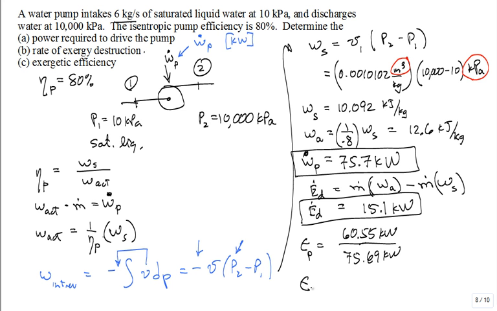And so you find that the exergetic pump efficiency is 79.99%. Hey, 79.99% sure does look like another number that I've seen in this problem. It's the same. Here's a case where the exergetic efficiency is the same as the isentropic efficiency. All right? The isentropic efficiency is the same as the exergetic efficiency. Did that all make sense?